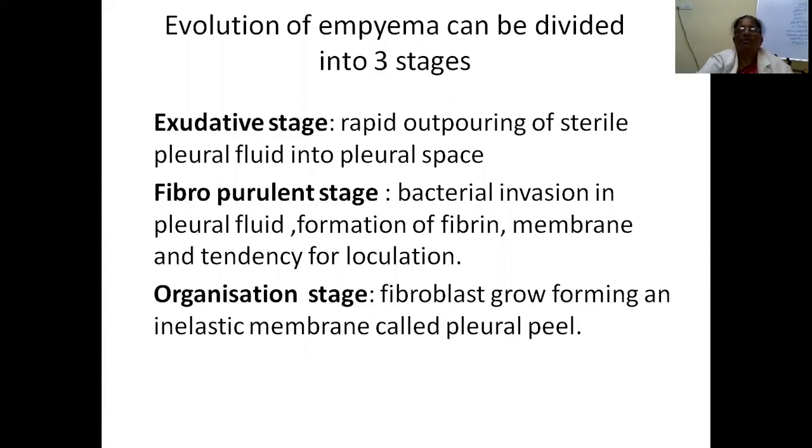First is the exudative stage. This is similar to pleural effusion only. There will be rapid outpouring of sterile fluid into the pleural space, and later that turns into the fibropurulent stage, where bacterial invasion into the pleural fluid occurs. Then formation of fibrin occurs, with membrane and a tendency for loculation. Loculations will be there in the fibropurulent stage. And the next stage is the organization stage, where fibroblasts grow, forming an inelastic membrane called the pleural peel.